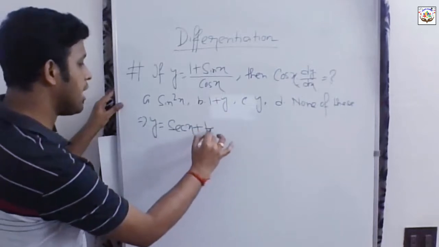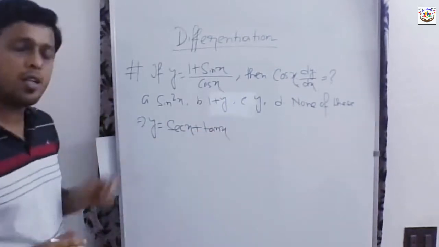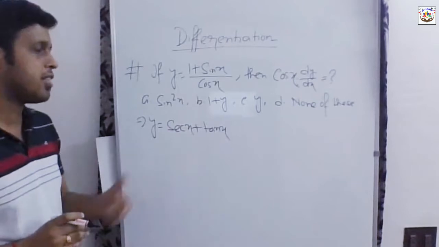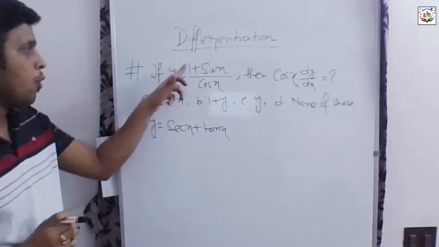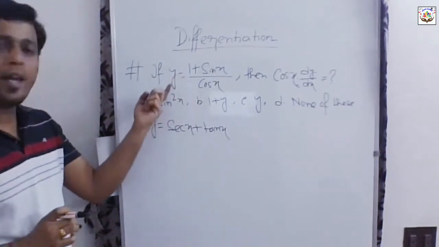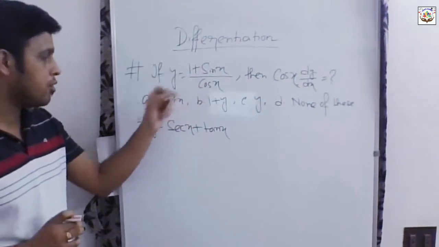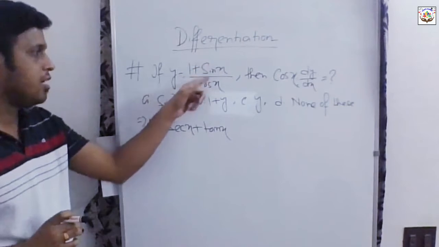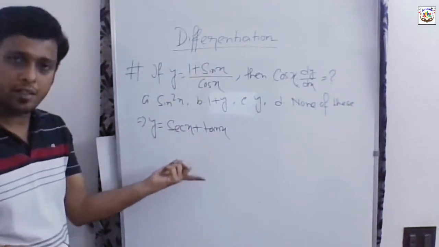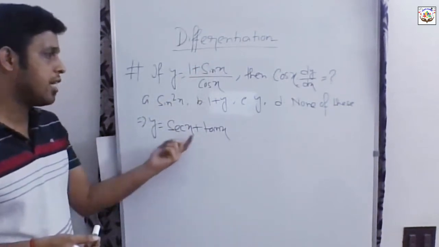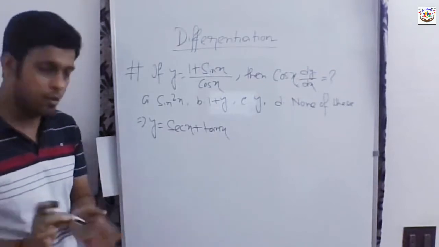sec x plus tan x? I hope you have understood why I have written sec x plus tan x, because y equals 1 by cos x plus sin x by cos x. So 1 by cos x will be sec x and sin x by cos x will be tan x. So y can be written as sec x plus tan x. As simple as that.